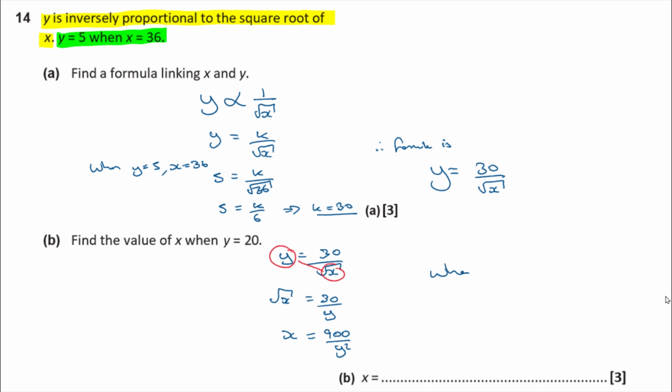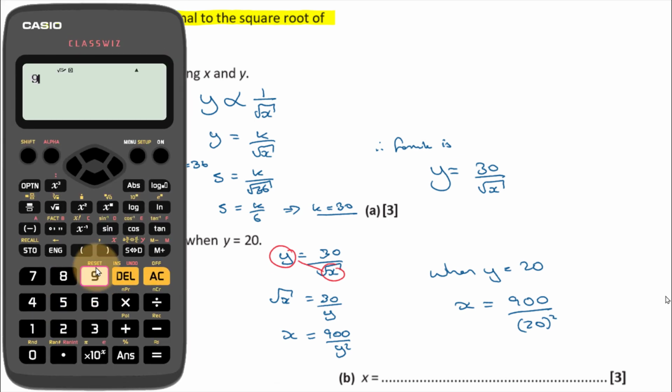So when y equals 20, x is going to be 900 divided by 20 squared, isn't it? Or 9 divided by, I know that 20 squared is 400, 9 divided by 400, what's that? That is 2.25 apparently. 2.25, so that's my solution.